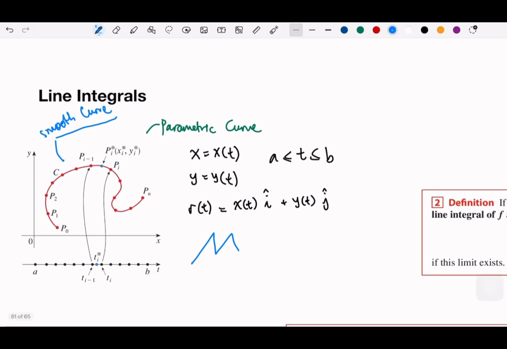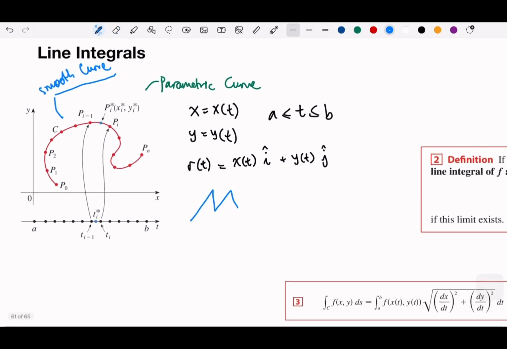So that's our assumption, smooth curve. Which means, because it's smooth, then we call that the function r is smooth, which means the r prime is continuous. So r prime is not 0. Oh, it's not 0. Okay.